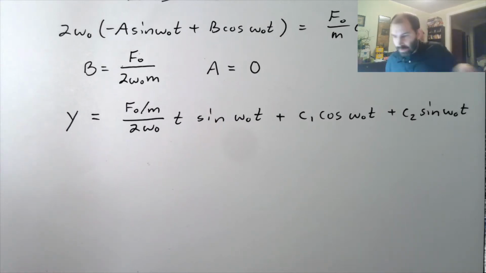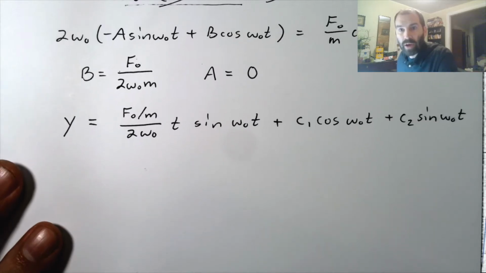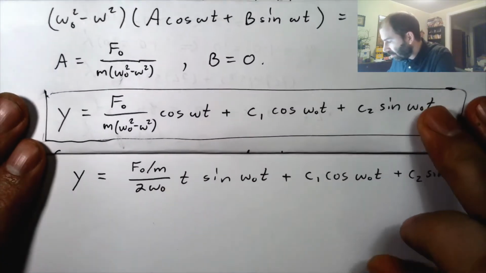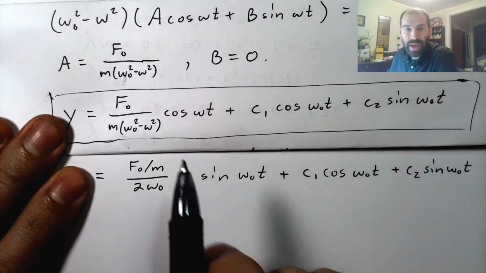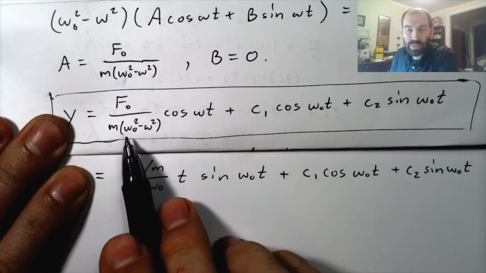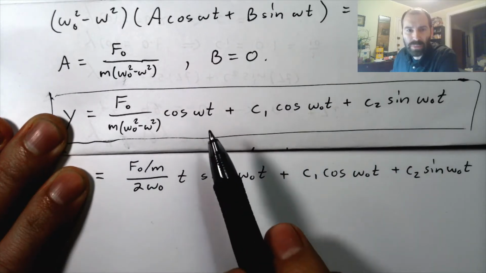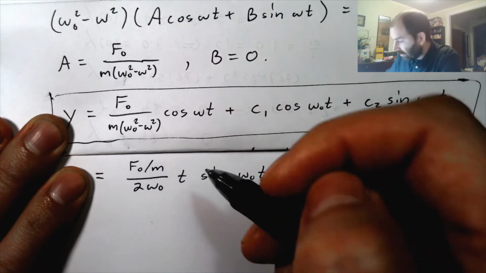Now, you might say, well, this looks a lot like what we had before when omega didn't equal omega naught. But let me show you, they do look very similar. This is what we had when omega was not equal to omega naught, what we got from the previous video. They look pretty similar, but there's a big difference here.